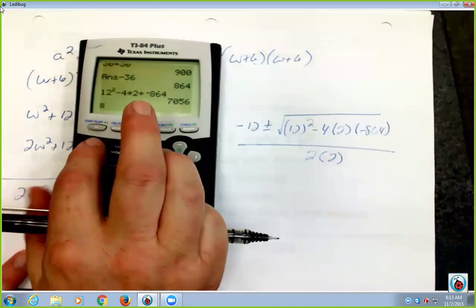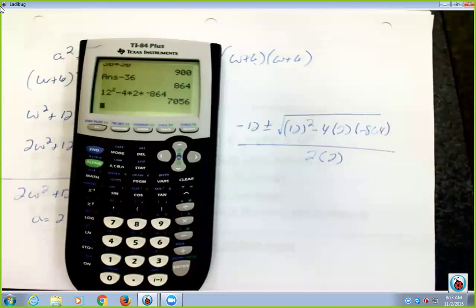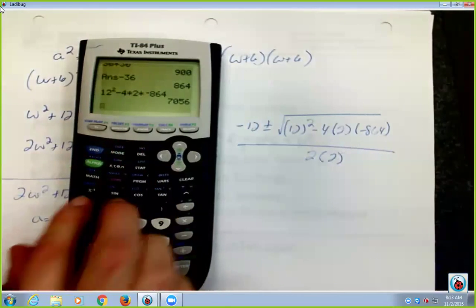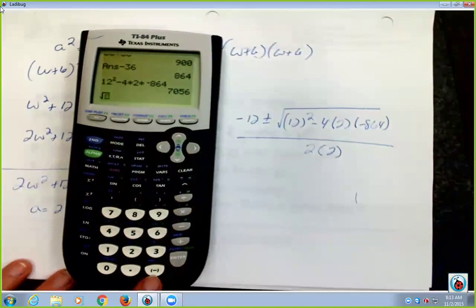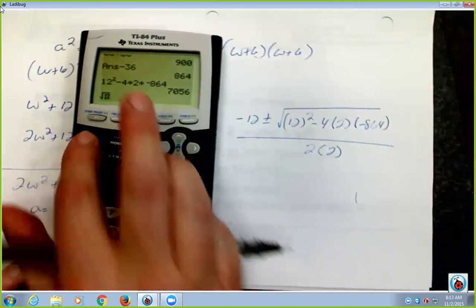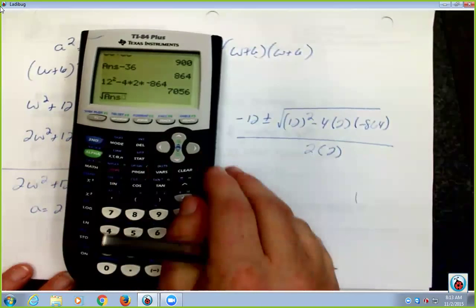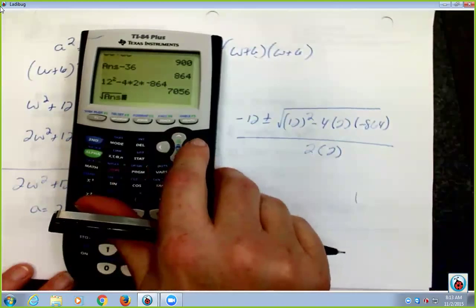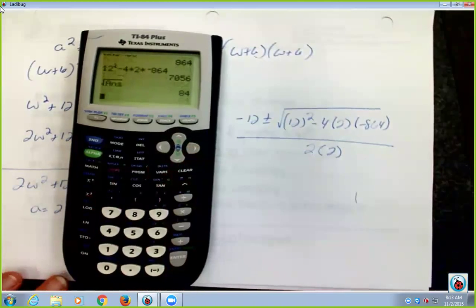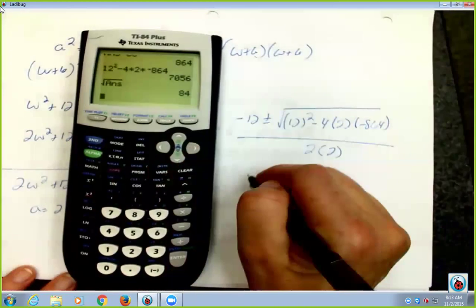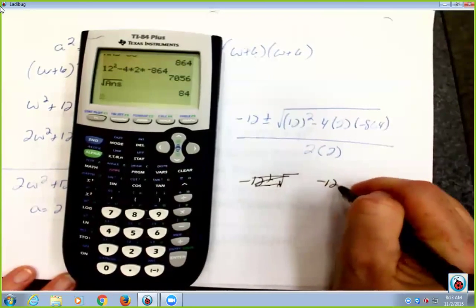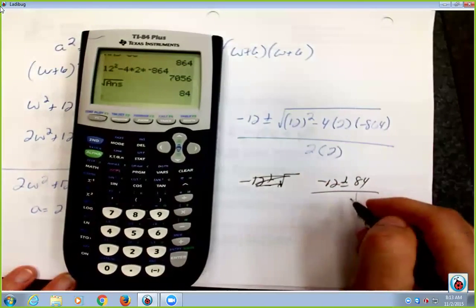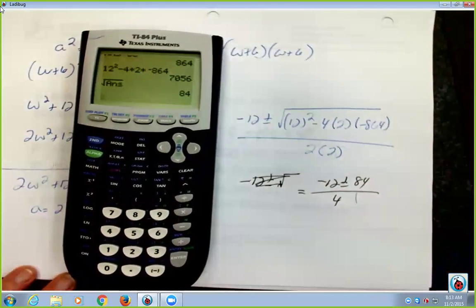And so now I want to take the square root of it. So if you're on your calculator and you've got to take the square root, what you can do is go second square root. And if you want to put this number underneath that radical, down here above your negative sign, there is a key that says answer. If I go second answer, it will put that answer in there. And if I hit enter, I will end up with 84. So negative 12 plus or minus 84, all over 4. So that's what it will equal.